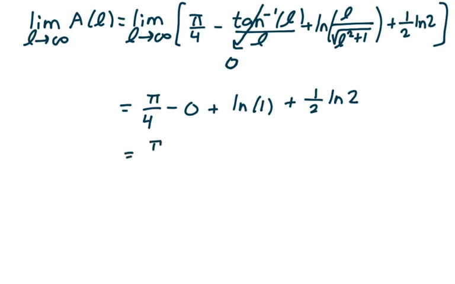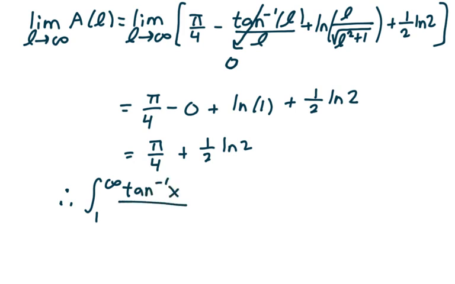And you're going to get a fixed value back. Natural log of 1 is 0. And so what this tells me is that the integral from 1 to infinity of arctangent x divided by x squared dx converges. And that'll conclude this video.